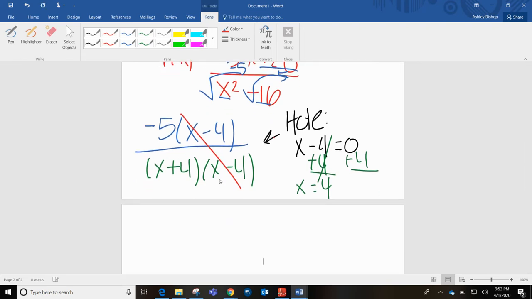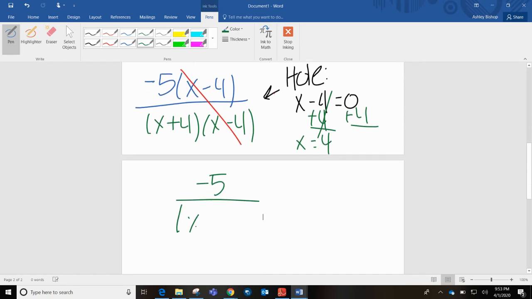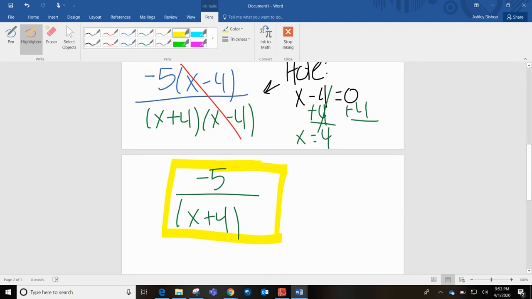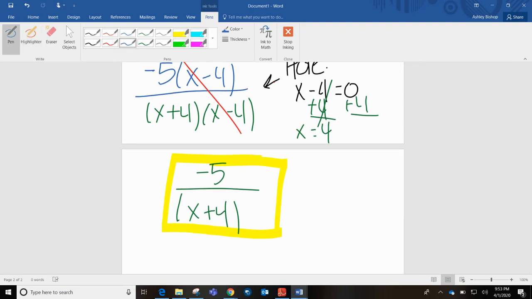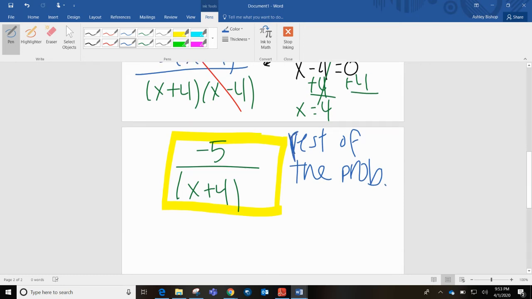So what I have left is -5 on top. The x minus 4's got canceled, and then I have x plus 4. We are now going to work with this the rest of the problem. So after you have your hole, rewrite it and work with this now for the rest of the problem. Sorry, my handwriting is, I don't know if it's getting better, but whatever.